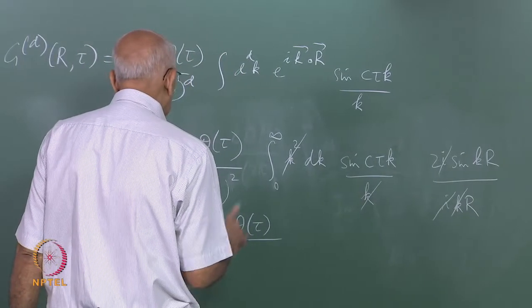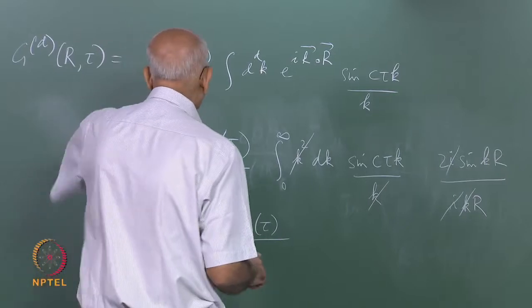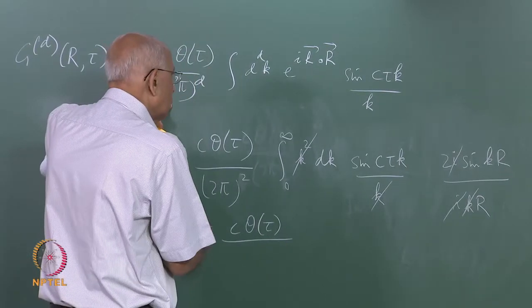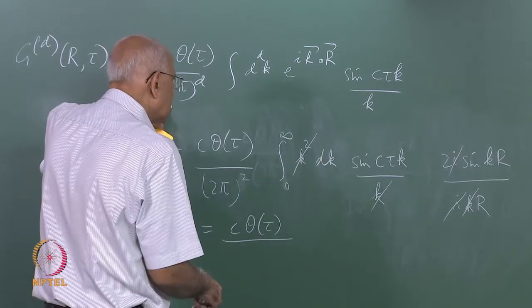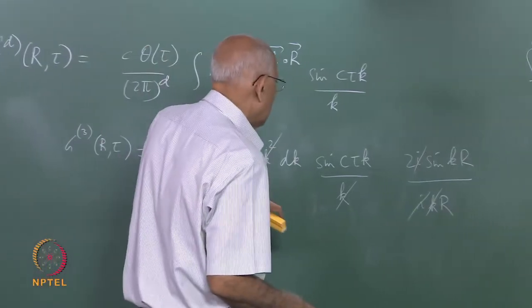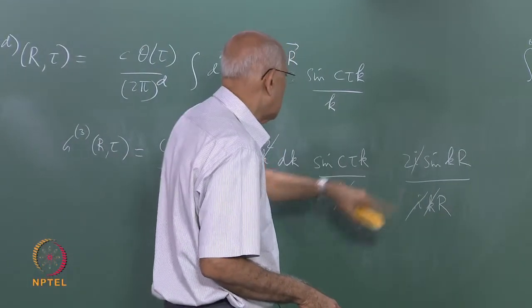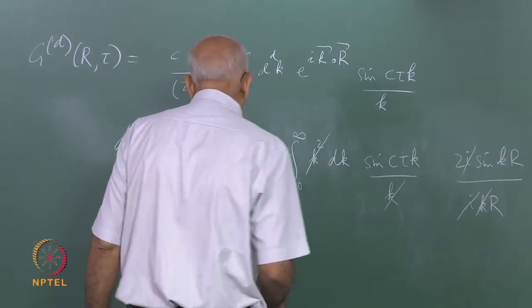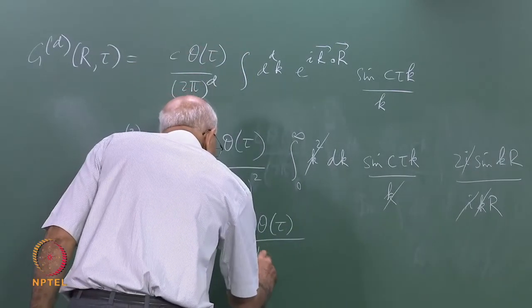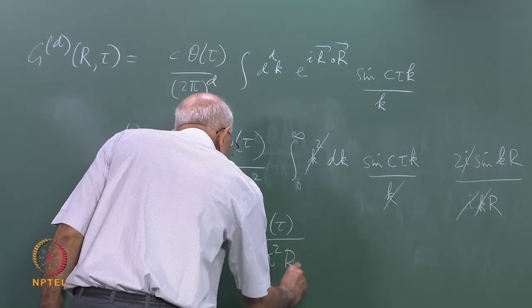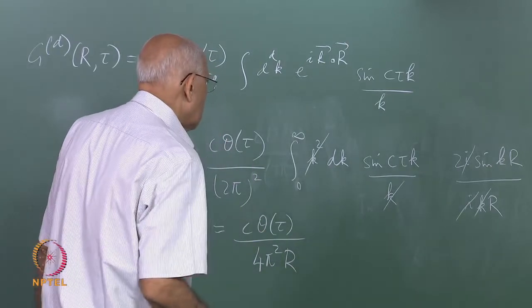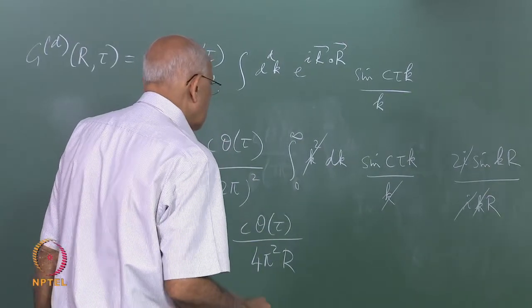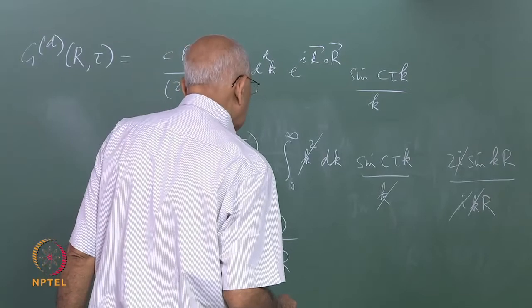I am trying to make sure that we have all our factors right. This is a 2 pi to the d, so it was 2 pi cubed. One of them went away in the phi integration, and the other one gave us a 2 sin k r. So there is a 2 sitting there, and let us see. So this is 4 pi squared r. You just have to make sure that all our factors come out right.